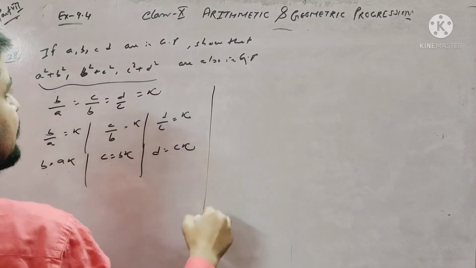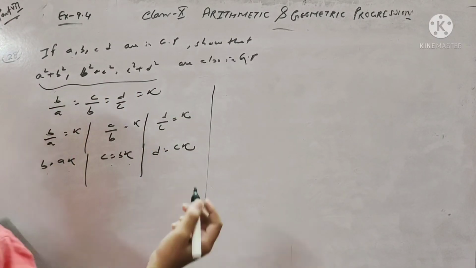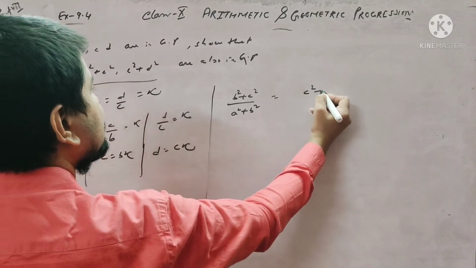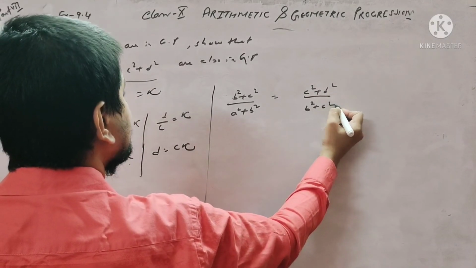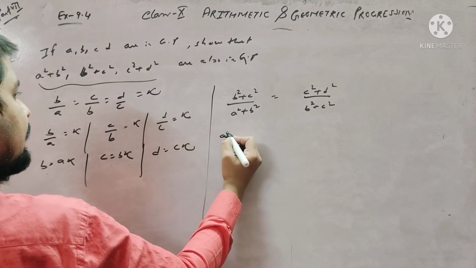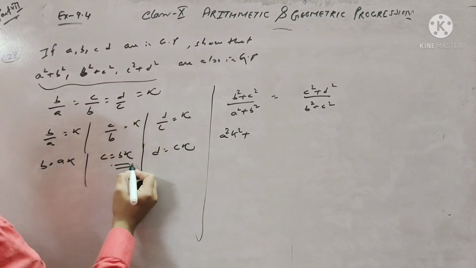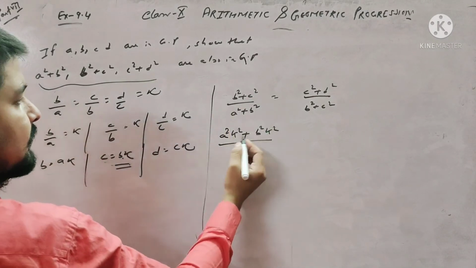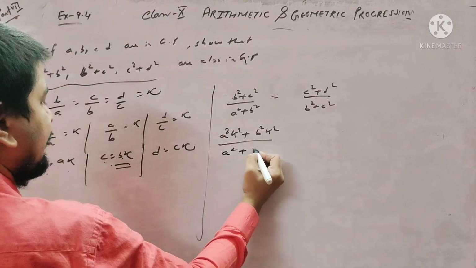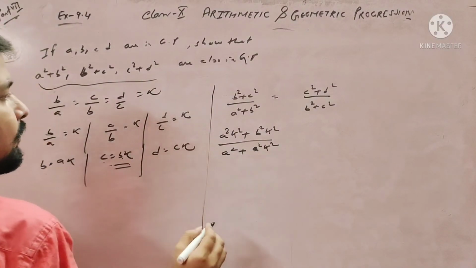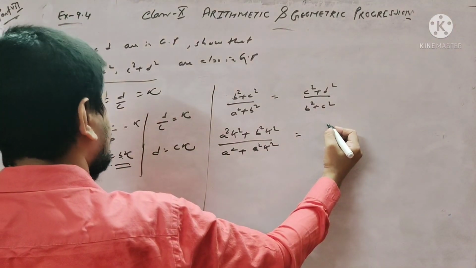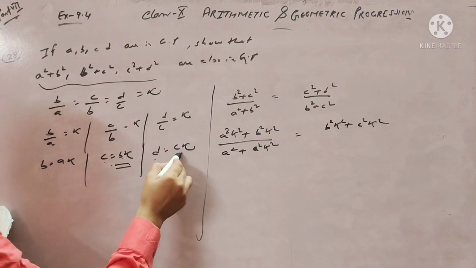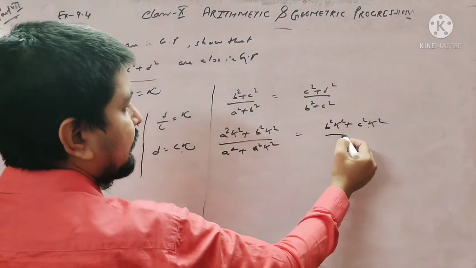Now writing this portion, if these numbers are in GP, that means the common ratio is also the same. So (b square plus c square) by (a square plus b square), and (c square plus d square) by (b square plus c square). In place of b square we write a square k square, and in place of c square we write b square k square, because the c position is bk. Again a square and b square, a square k square. Here in place of c square write b square k square, and in place of d square, c square k square, because d is ck.